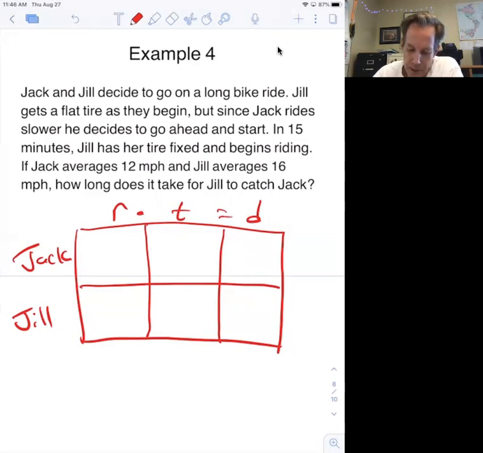Okay, so as we fill this out, remember we're only looking at rate and time for this. So probably the easiest part is that we know that Jack goes 12 miles per hour and Jill is 16 miles per hour.